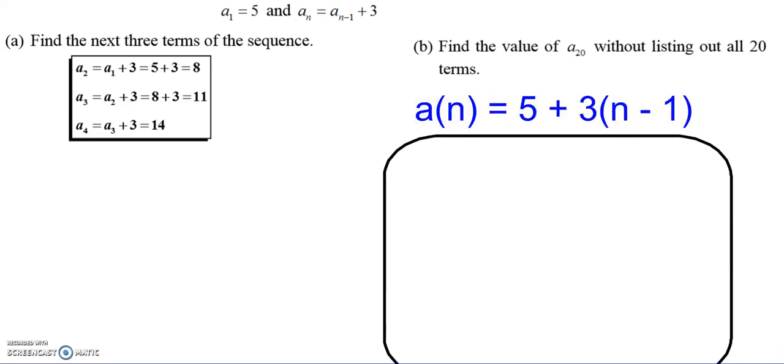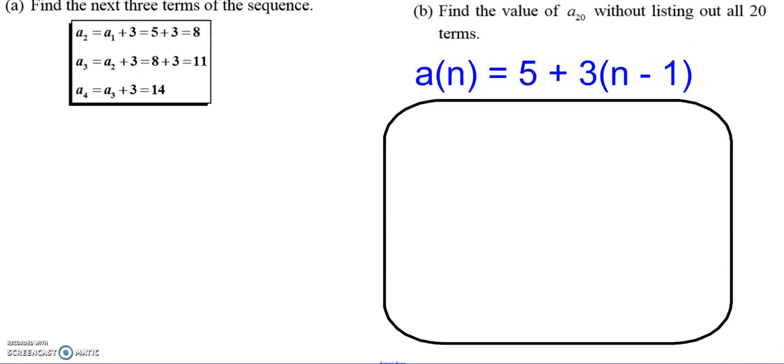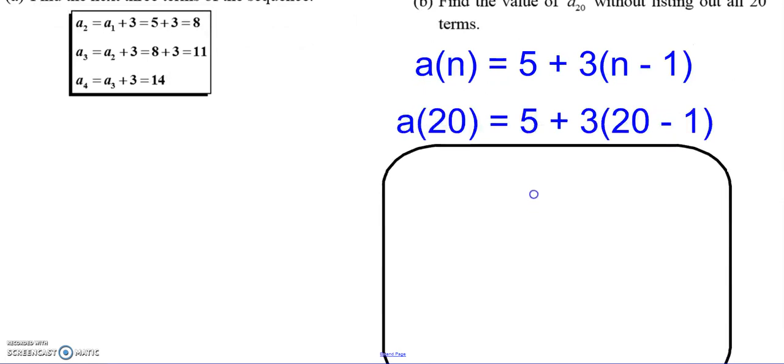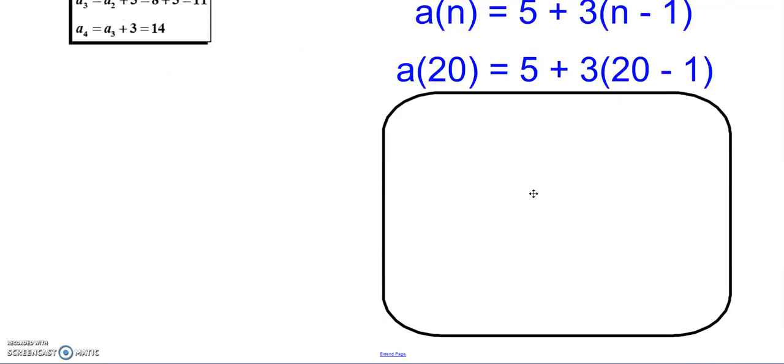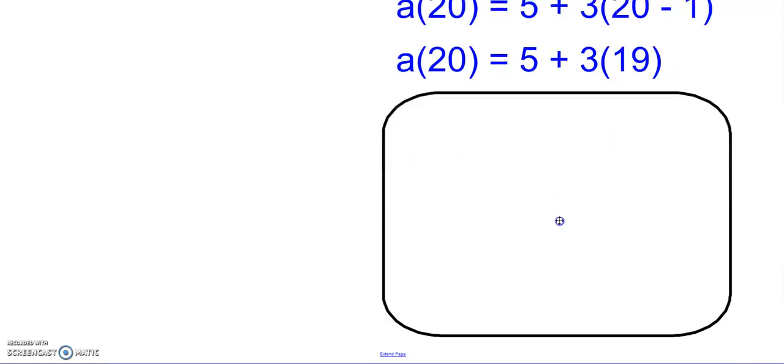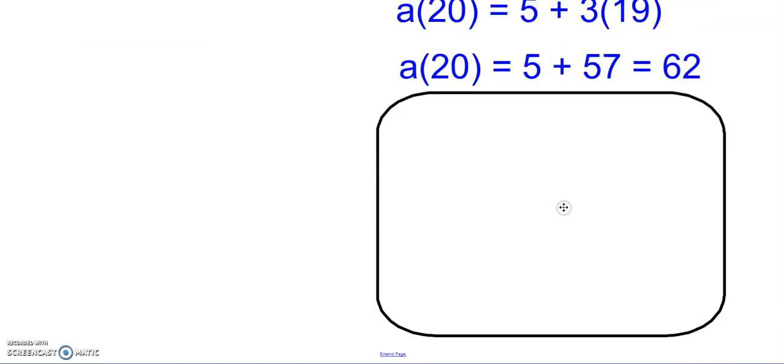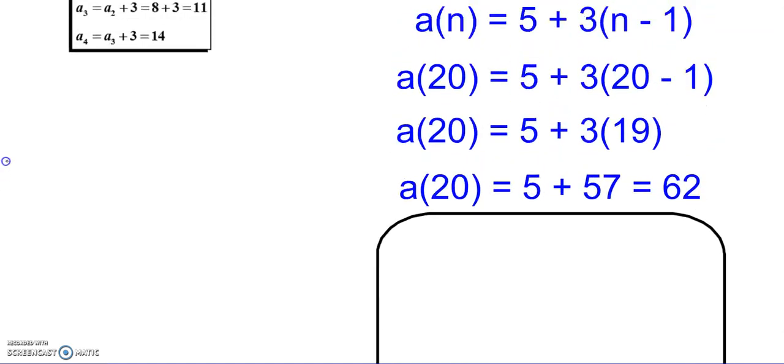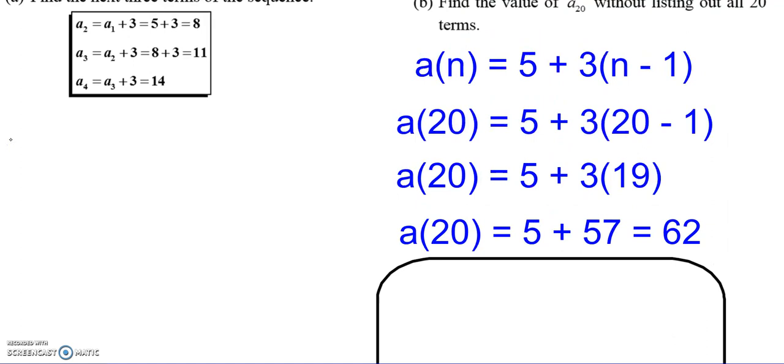If you don't remember, we need to do a little review on that. And now we're just going to plug in a sub 20. So there we go. And then it would be simple from that. So really, we're going to do 5 plus 3 times 19, keep going, and there's the total. So the work would look something like that. So that was arithmetic sequences because we're just adding 3 each time.